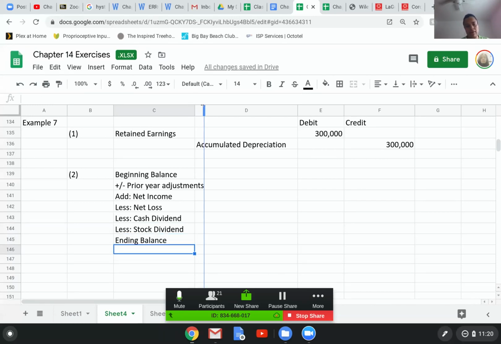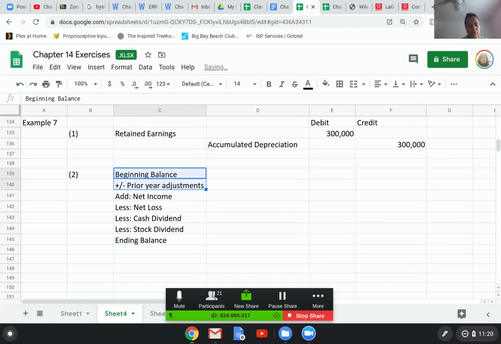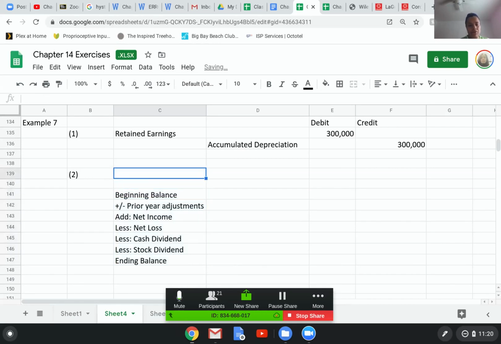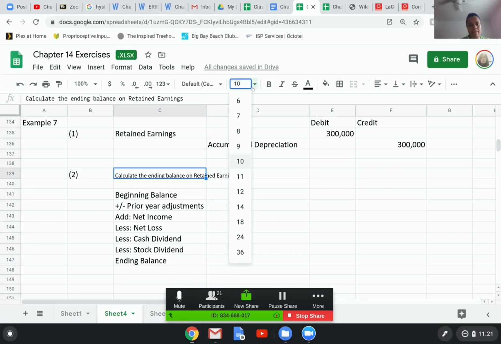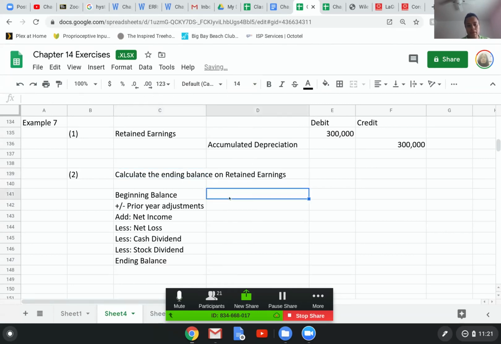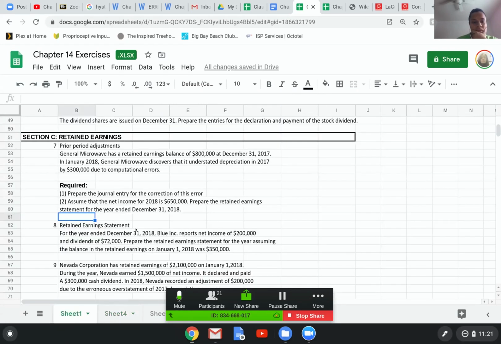Maybe if you forgot what I'm even talking about, what we're trying to do is to calculate the ending balance on retained earnings. So based on this question, what will be the beginning balance that we're going to use? Anybody?